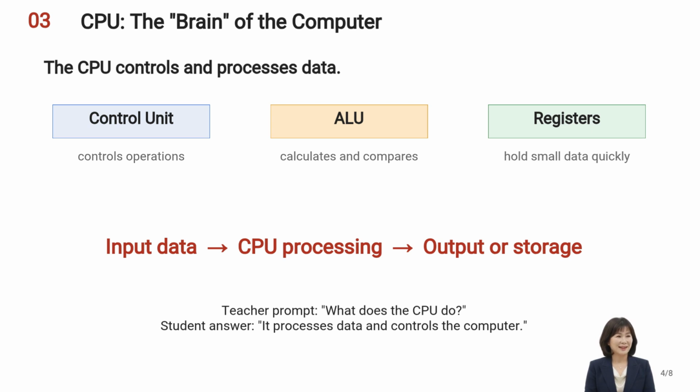Let us say this together. The CPU processes data and controls the computer. Please repeat after me. Processes data, controls the computer. Good. In a real computer action, input data goes into the computer, the CPU processes it, and then the result goes to output devices or memory.